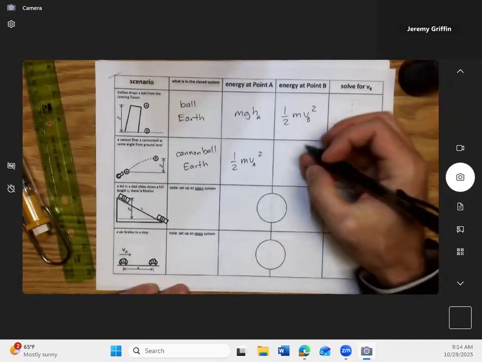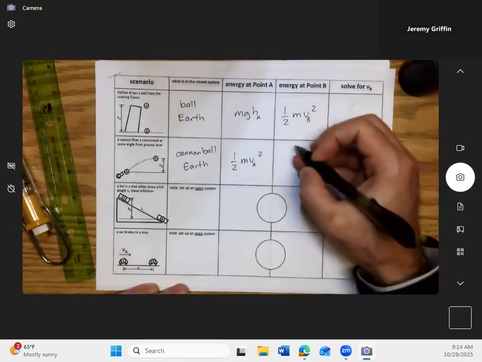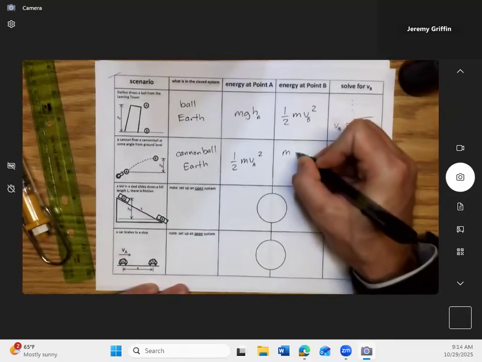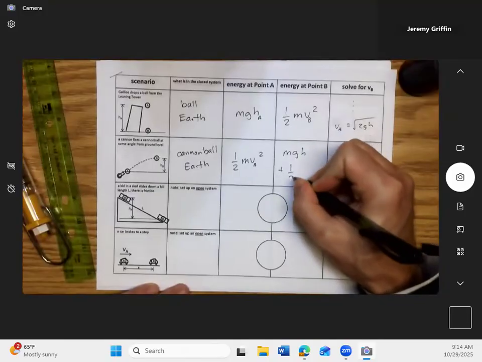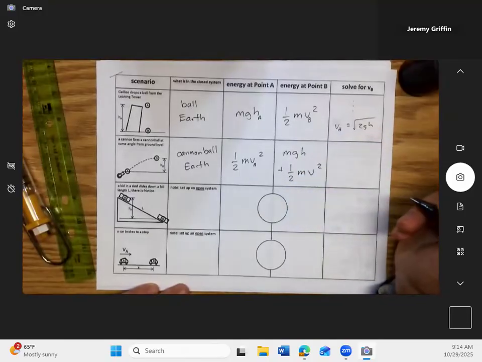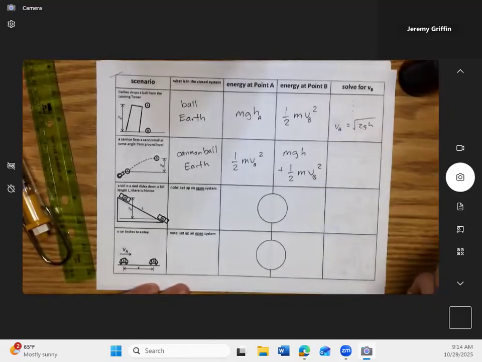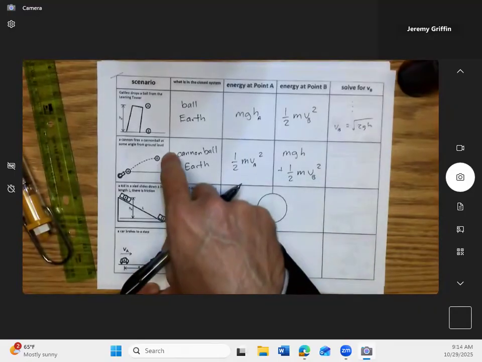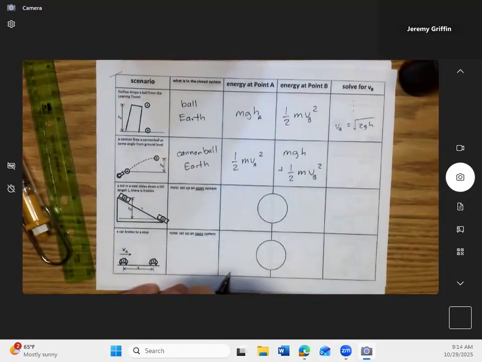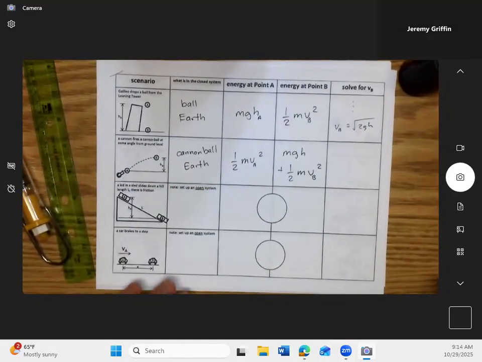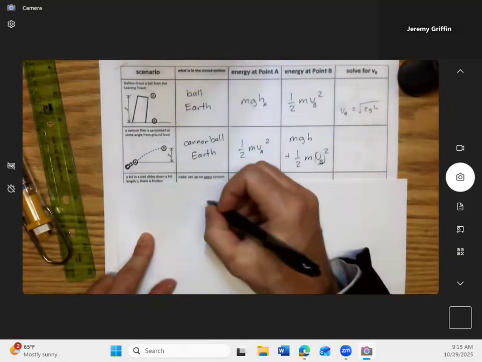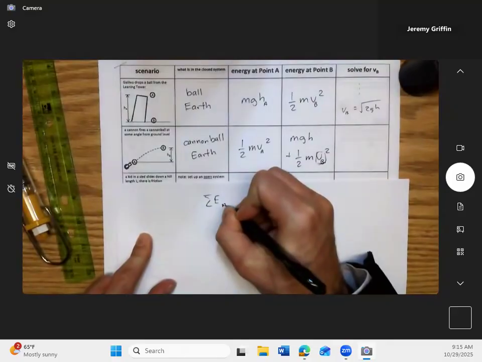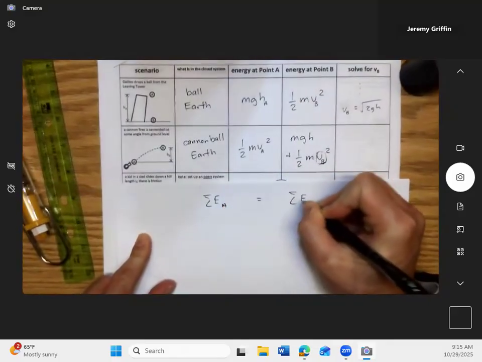Okay. So what kind of energy at point B? It definitely has some mgh, but it also has some 1/2 mv squared too, right? And that's at point B. Is that true? Because it has a height, but it's also still in motion, so it has both of those. So let's solve for this speed at B right here. So here, sum of energy at point A equals sum of energy at point B.